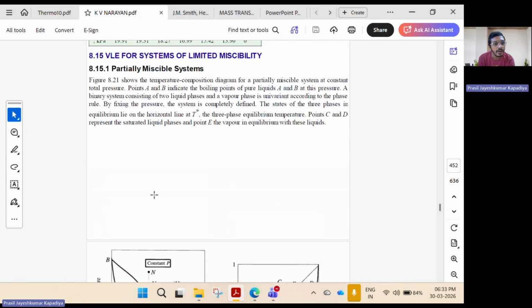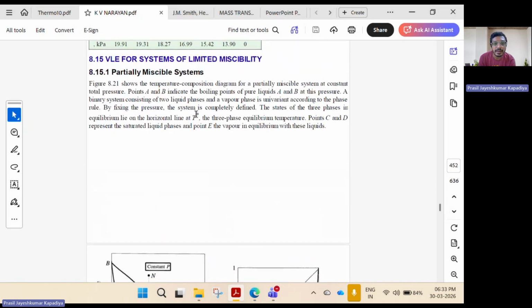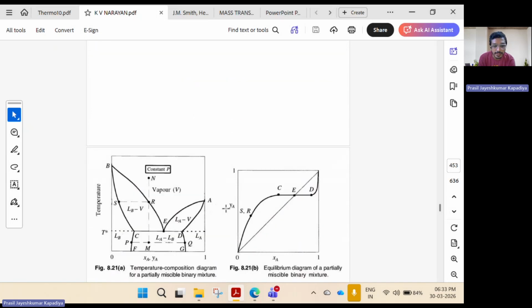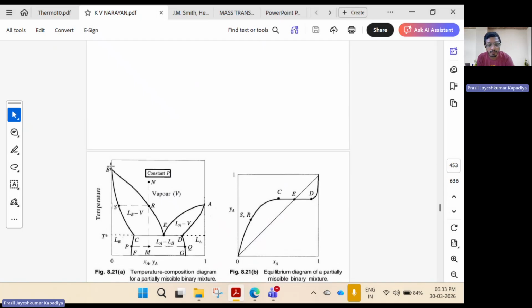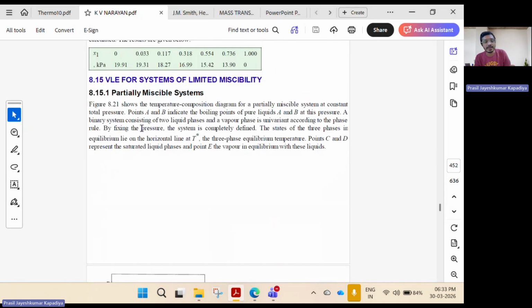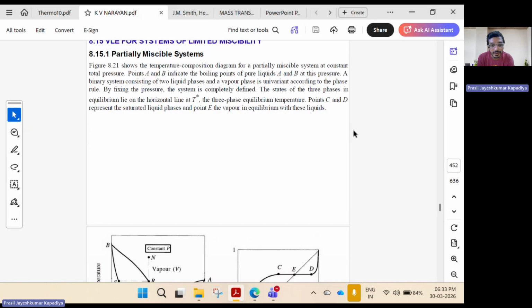Pressure is kept constant. Here there is pure A, so this is the boiling point of A, and when x1 is equal to 0, it is pure B, so this point is the boiling point of B. So points A and B indicate the boiling points of pure liquids A and B at this pressure. A binary system consisting of two liquid phases and a vapor phase is univariant according to the phase rule. By fixing the pressure, the system is completely defined.